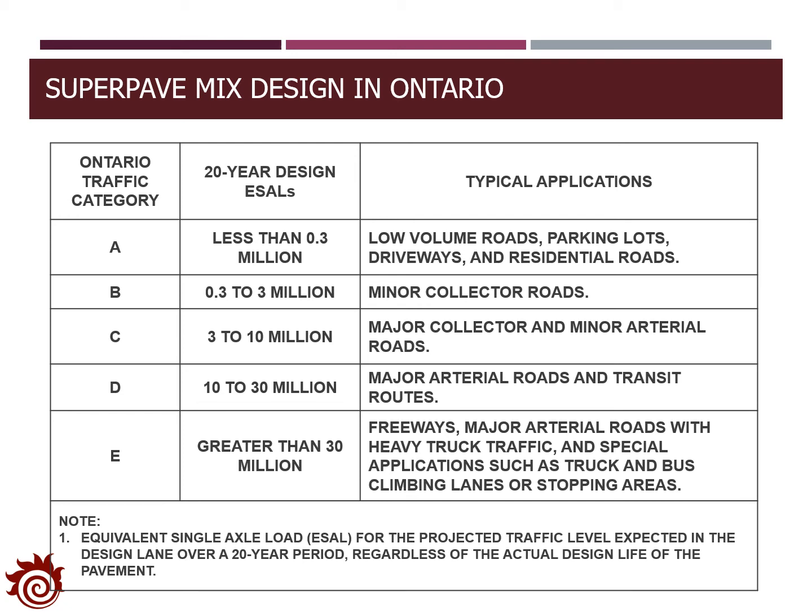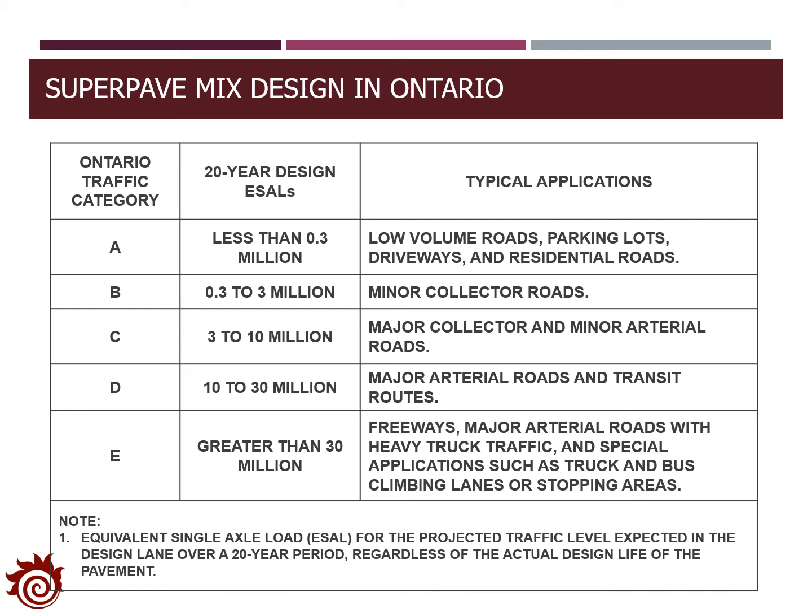Level D will have the ESAL between 10 to 30 million, and it could be some major arterial roads and transit routes. The last one, E, will have very heavy traffic. The ESAL will be larger than 30 million. It could be some freeways, major arterial roads with heavy traffic, and special applications such as truck and bus climbing lanes or stopping areas.